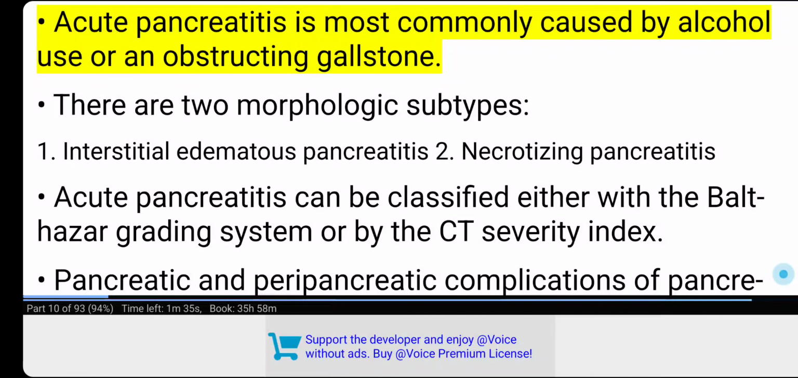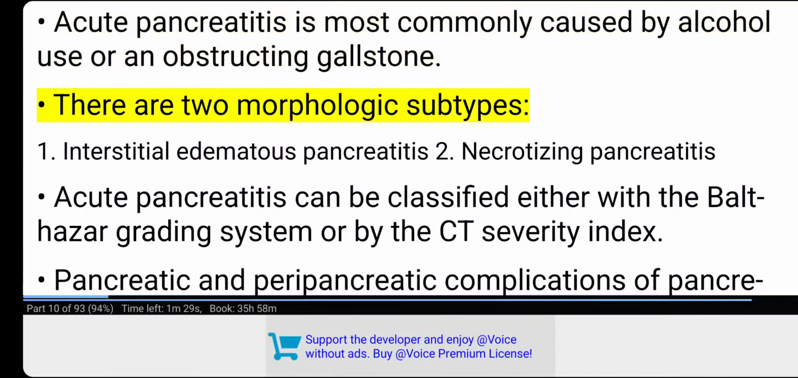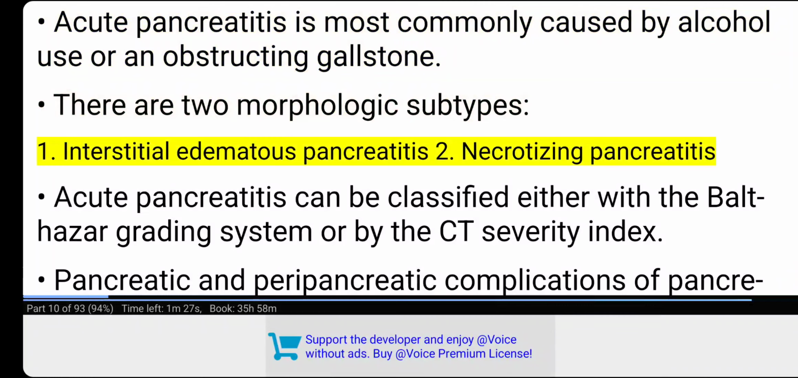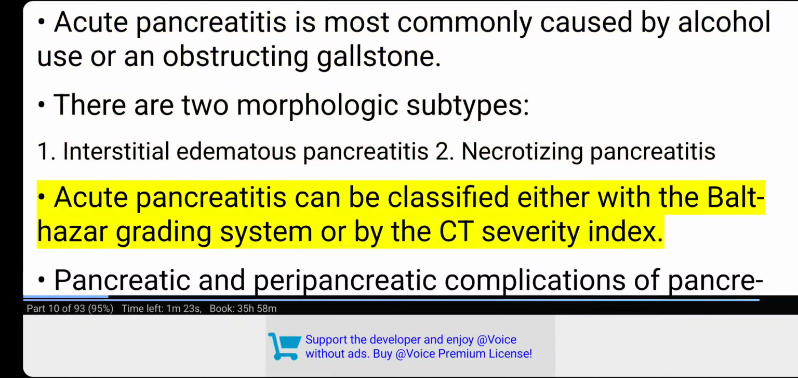Acute pancreatitis is most commonly caused by alcohol use or an obstructing gallstone. There are two morphologic subtypes. One, interstitial edematous pancreatitis. Two, necrotizing pancreatitis. Acute pancreatitis can be classified either with the Balthazar grading system or by the CT severity index.